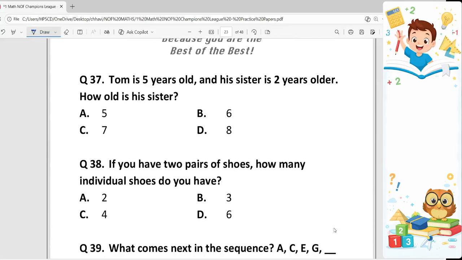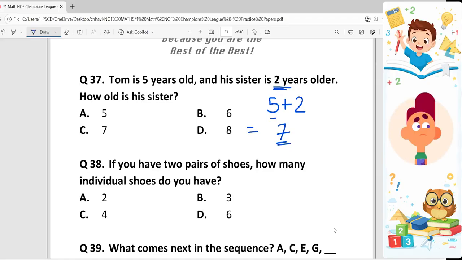37th question. Tom is 5 years old and his sister is 2 years older. How old is his sister? Now they are saying that Tom is 5 years old and his sister is 2 years older. Older to whom? Older to Tom. So we have to add this age to this one to get the sister's age. 5 plus 2 is 7. So his sister is 7 years. How old is she? She's 7. Answer is C.